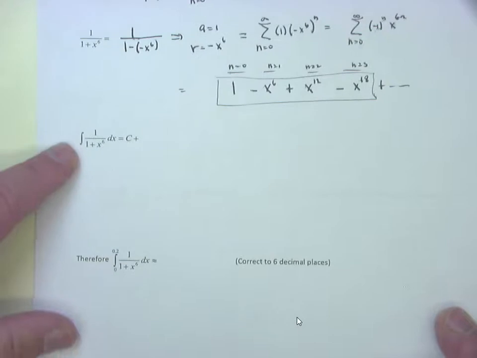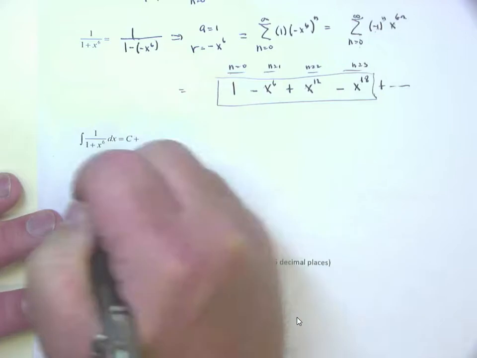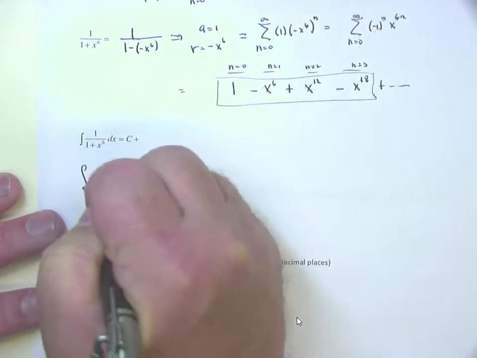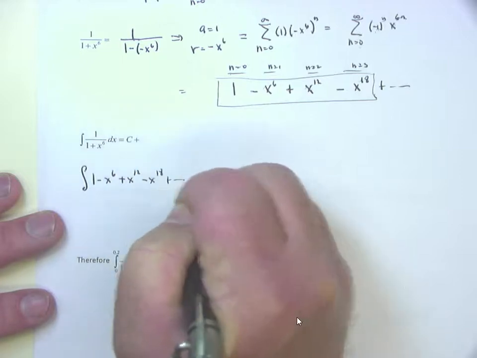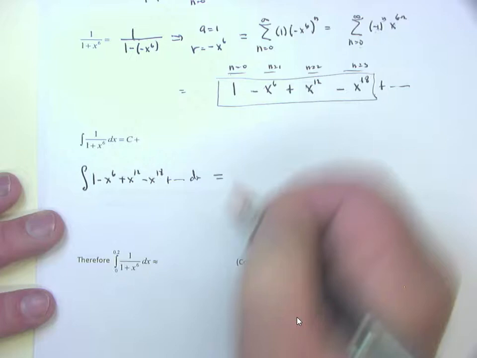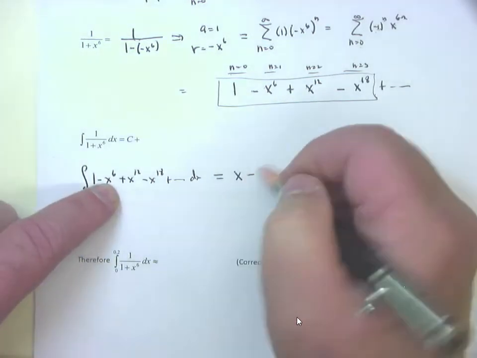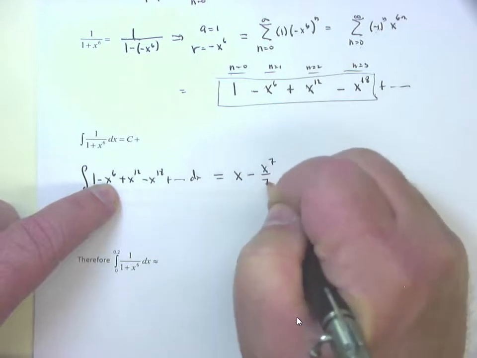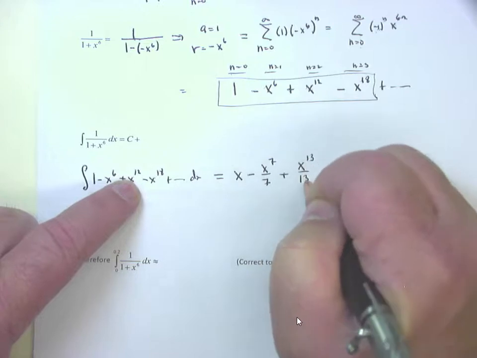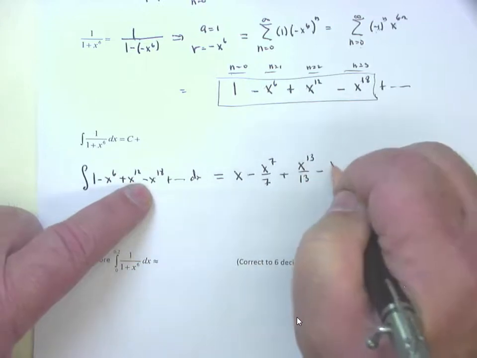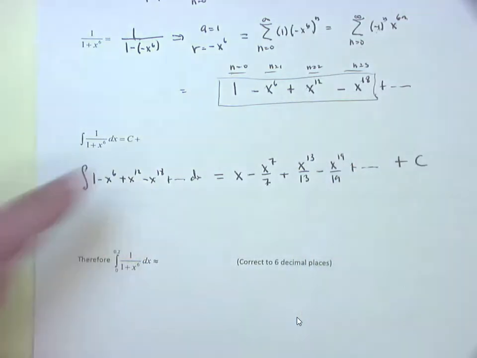Now, part two, integrate. No problem there. So to integrate this guy is the same thing as integrating 1 minus x to the 6th plus x to the 12th minus x to the 18th plus dot, dot, dot, dx. And that's going to give you, with the integral of 1 is x, minus the integral x to the 6th is x to the 7th over 7, plus the integral x to the 12th is x to the 13th over 13, minus integral x to the 18th is x to the 19th over 19, plus dot, dot, dot, and of course you integrated, so you got your plus c.